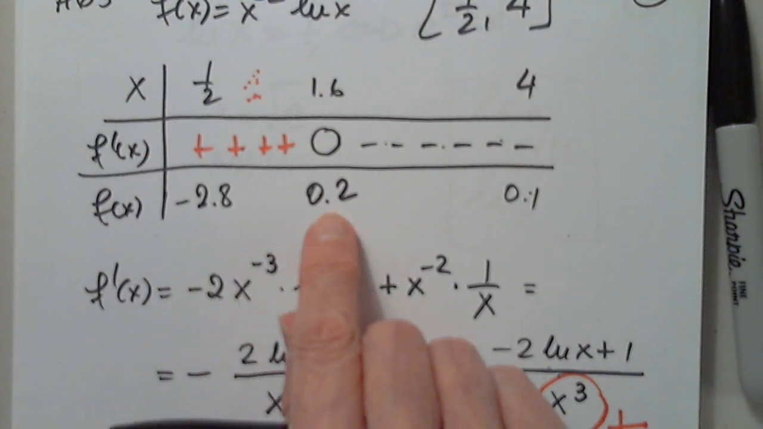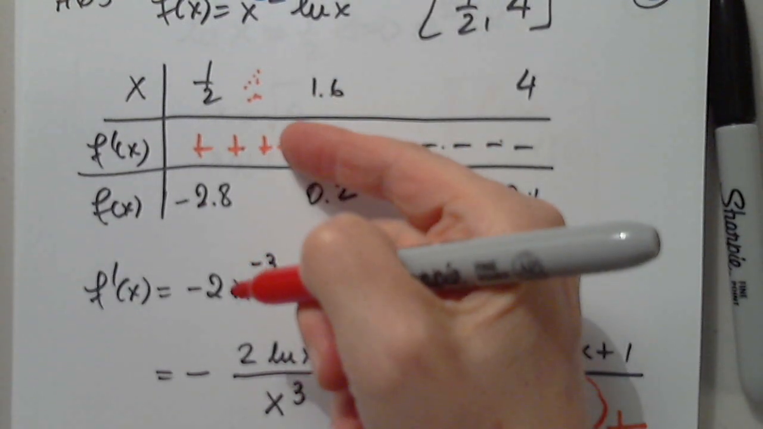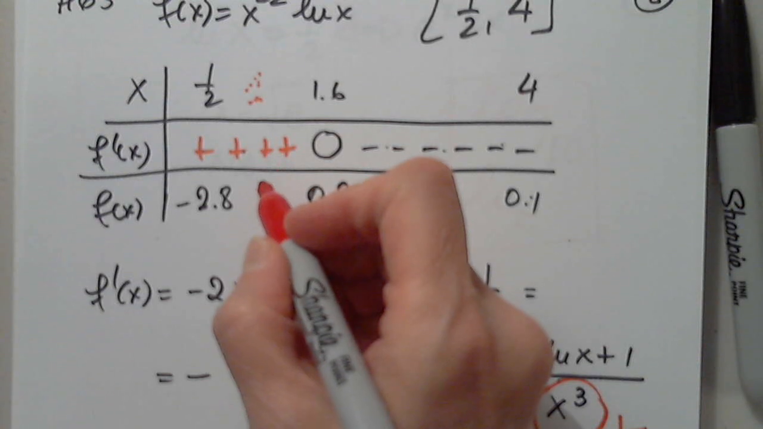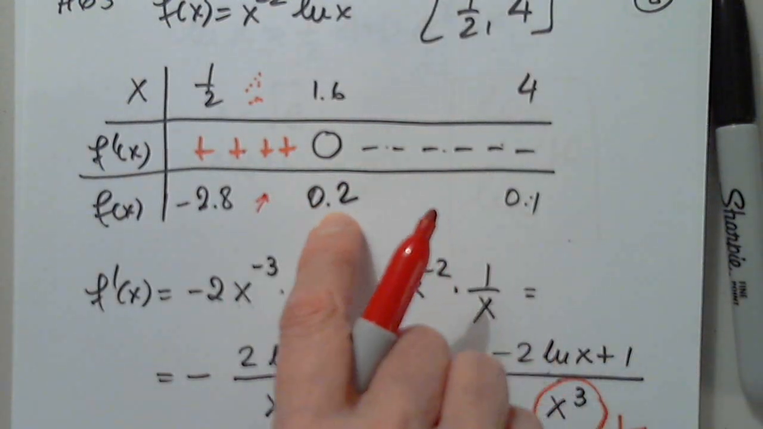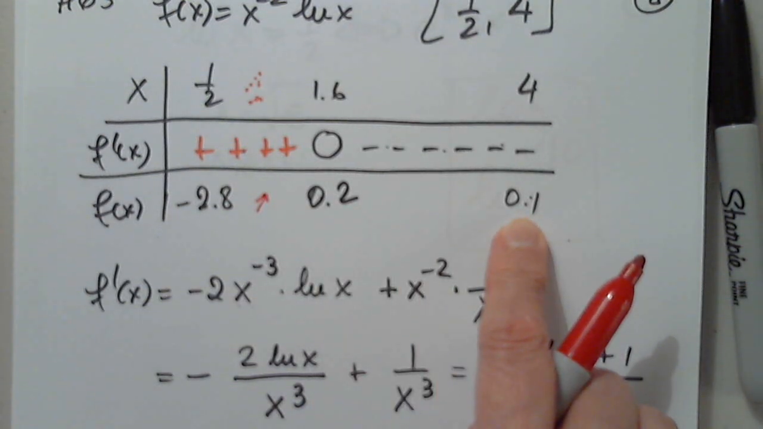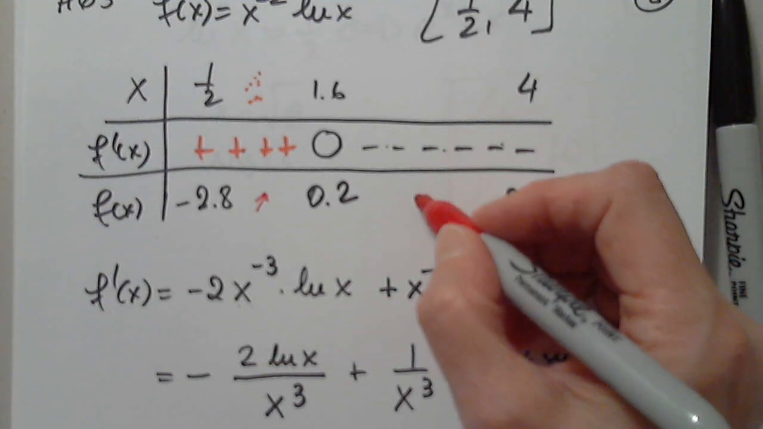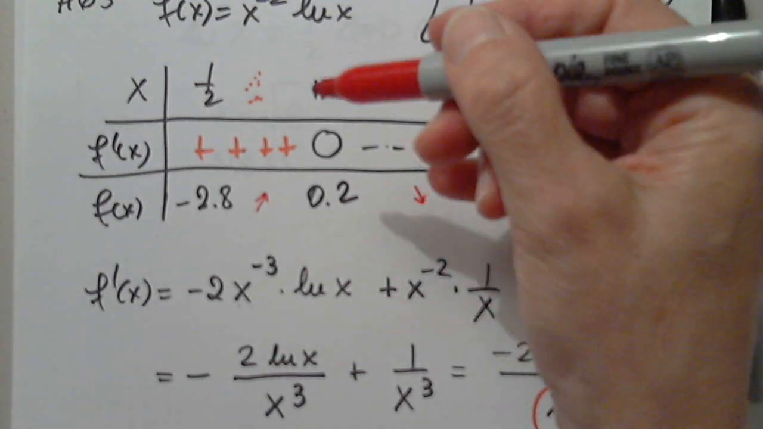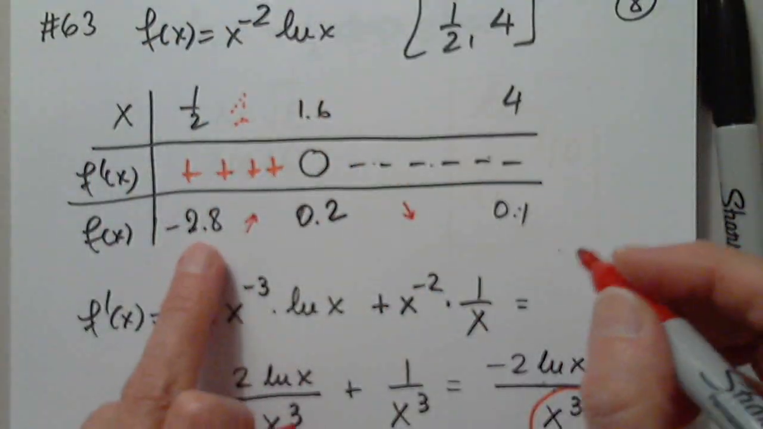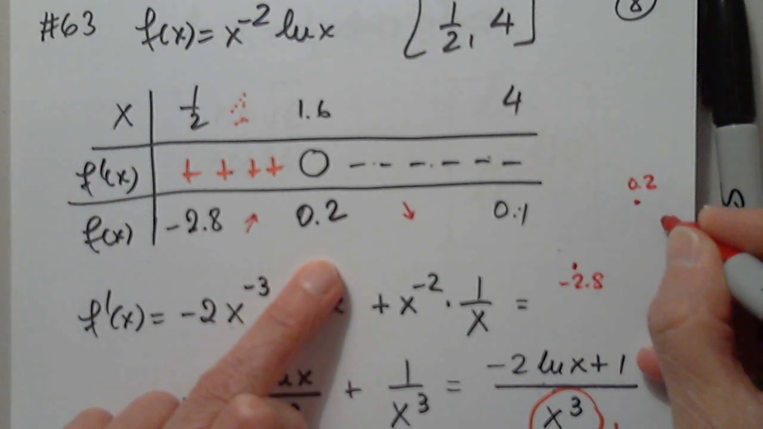So, from -2.8 to 0.2, what does the function do? Increase? Yes. Is that supported by the sign of the derivative? Yes. From 0.2 to 0.1, what does the function do? Decrease. Yes. Is that supported by the sign of the derivative? Yeah. Yes. What type of point will be? Don't say anything, so let's picture it. So this is -2.8, and it goes up to 0.2 and then down to 0.1.